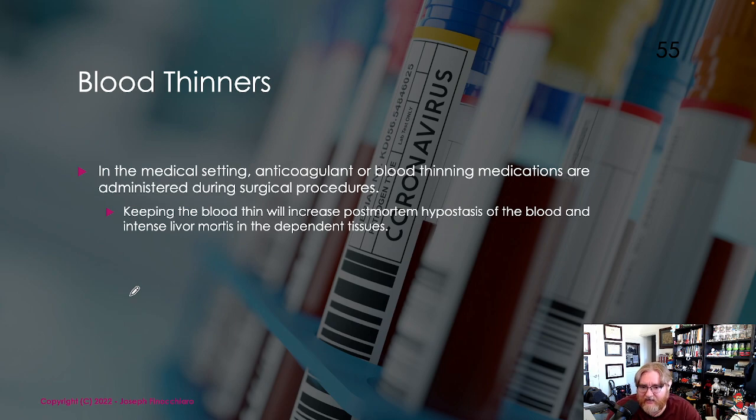In the medical setting, anticoagulant or blood thinning medications are administered during surgical procedures. Keeping the blood thin will increase postmortem hypostasis of the blood and intense livor mortis in the dependent tissues. If the blood is more liquid, it will pool quicker. If it pools quicker, then you'll have livor mortis as a discoloration much more apparent. Good news is you can flush it. The bad news is if it takes too long between death and prep, that's going to turn into postmortem stain, and that is going to start to gray when it hits preservative.